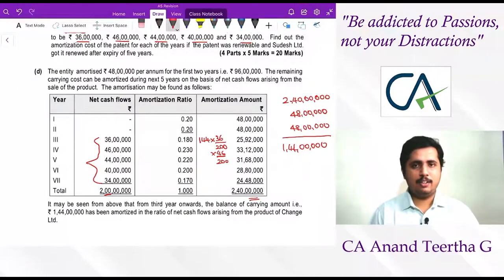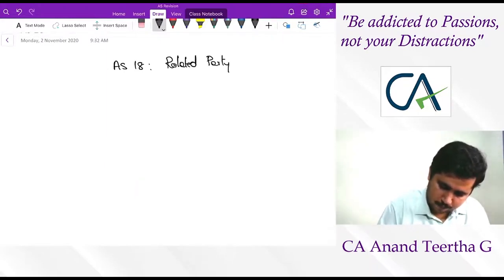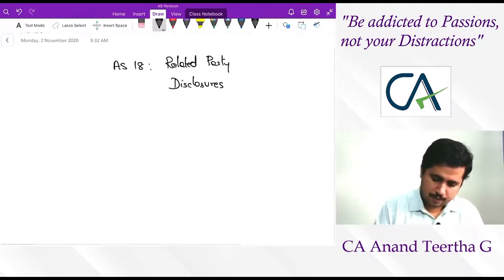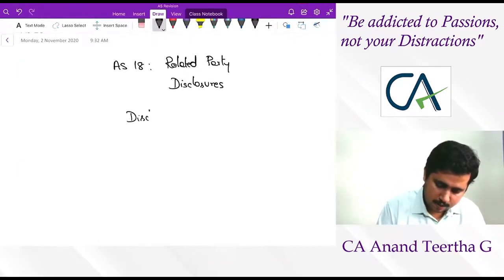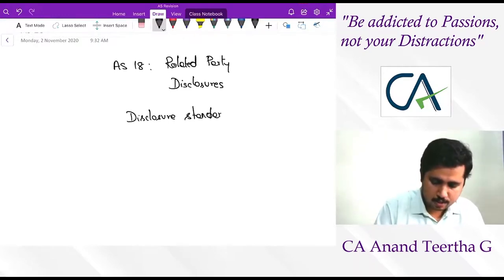Okay, with that, the one final accounting standard which is going to remain, which is going to tell us about related party disclosures. So one last standard. Now let's start discussing about it. So covered by AS18, related party disclosures. Okay, now basically why this standard comes into effect? First of all, this is a disclosure standard. We don't talk anything about measurement or anything like that. This is basically a disclosure standard.